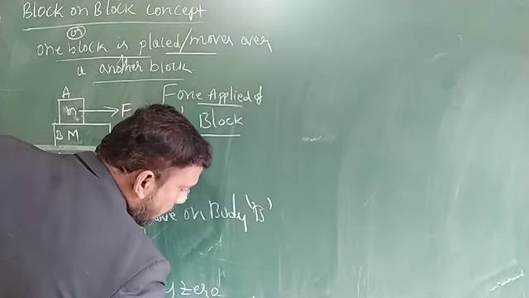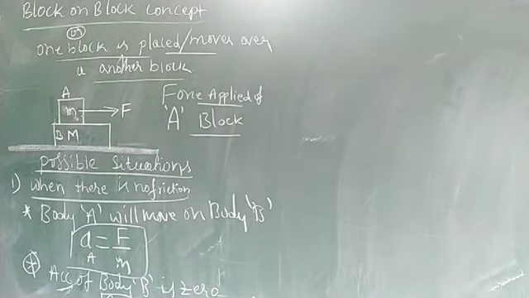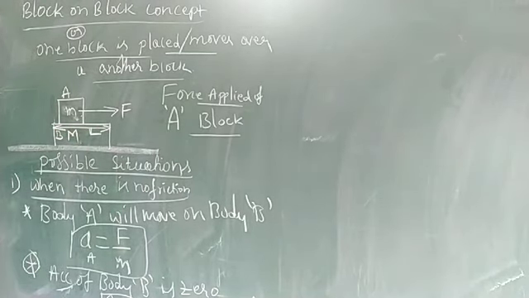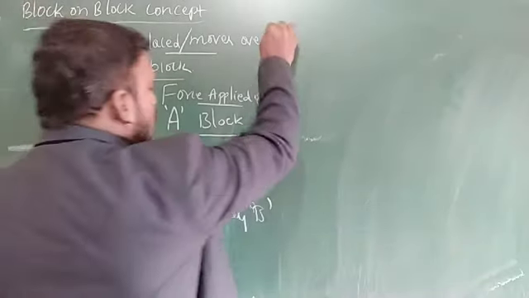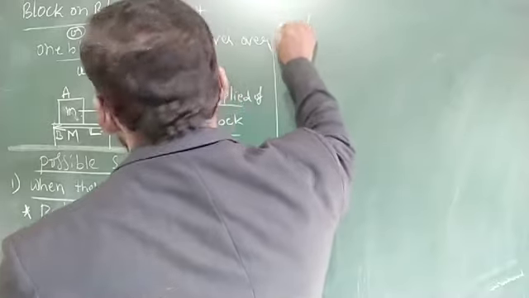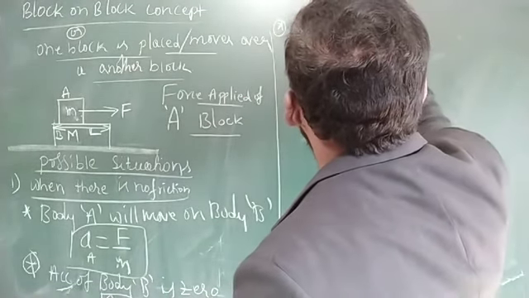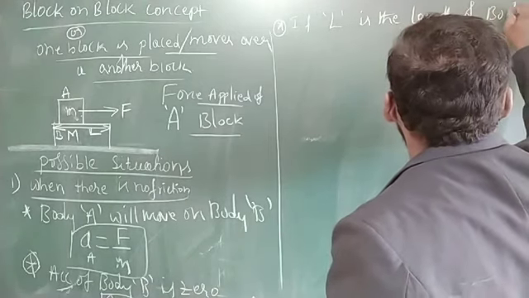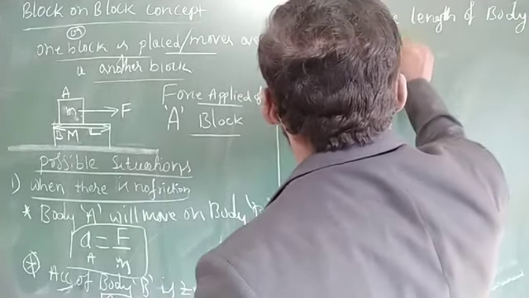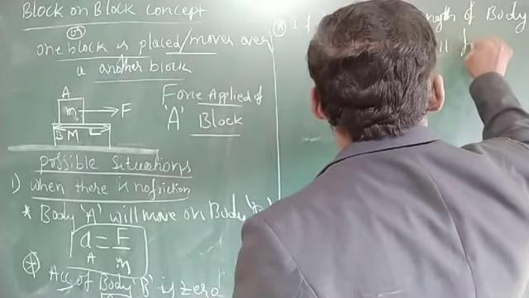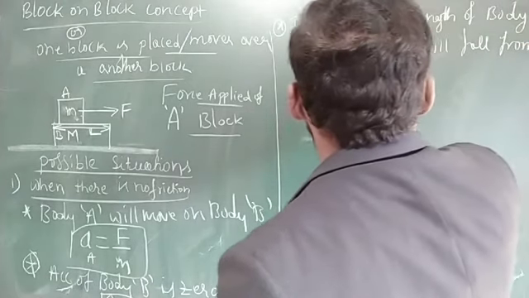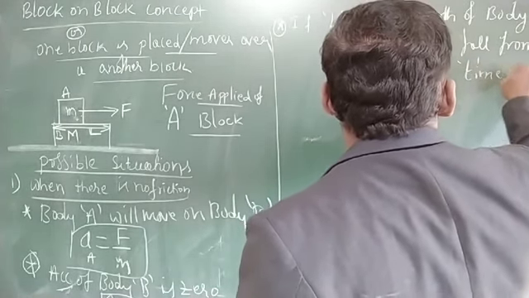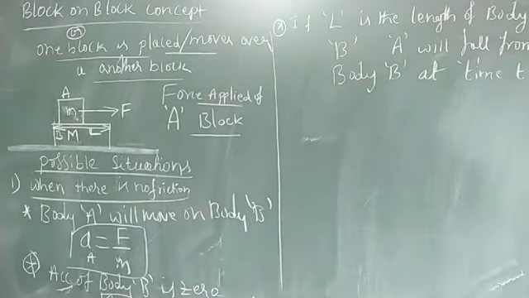And third one: if capital L is the length of the body B, A will fall from body B at the time t is equal to question mark.